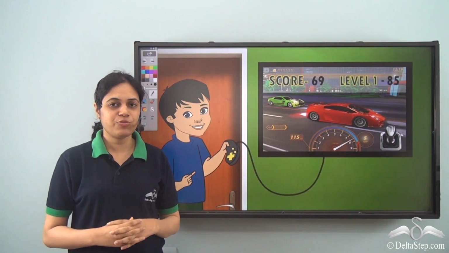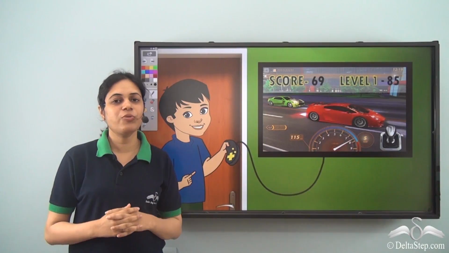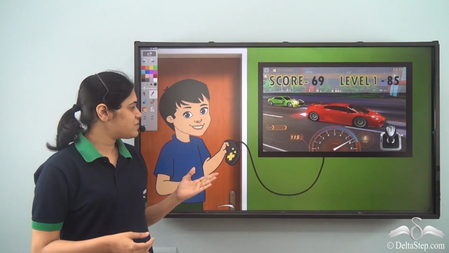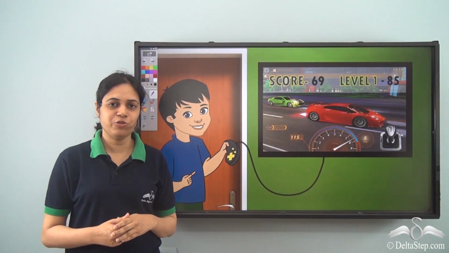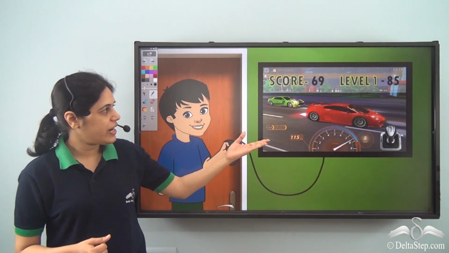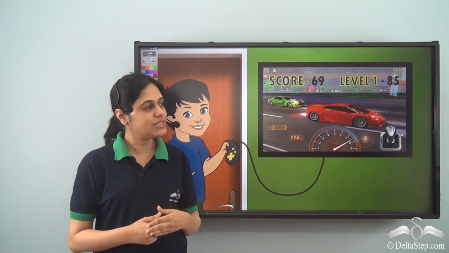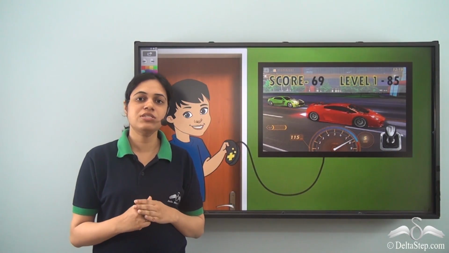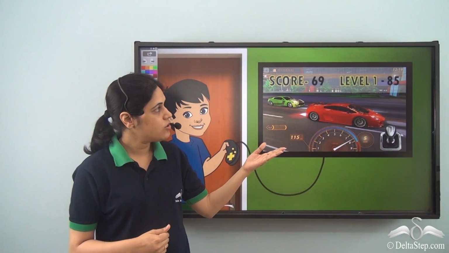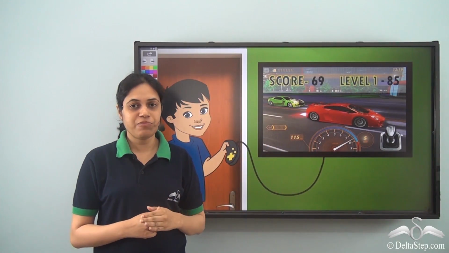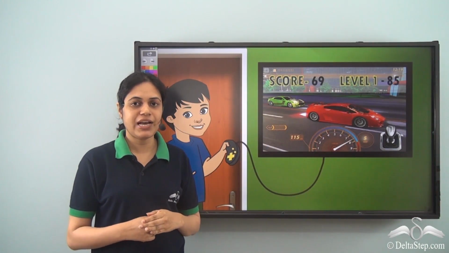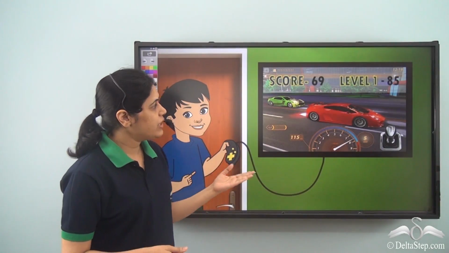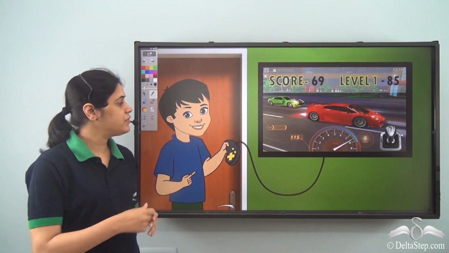I'm sure you love to play games on your computers or mobile phones. Even this boy Rohan loved playing computer games. He had already scored 69 points and he needs 85 points to cross the first level, that is level 1. So how many more points does he need?